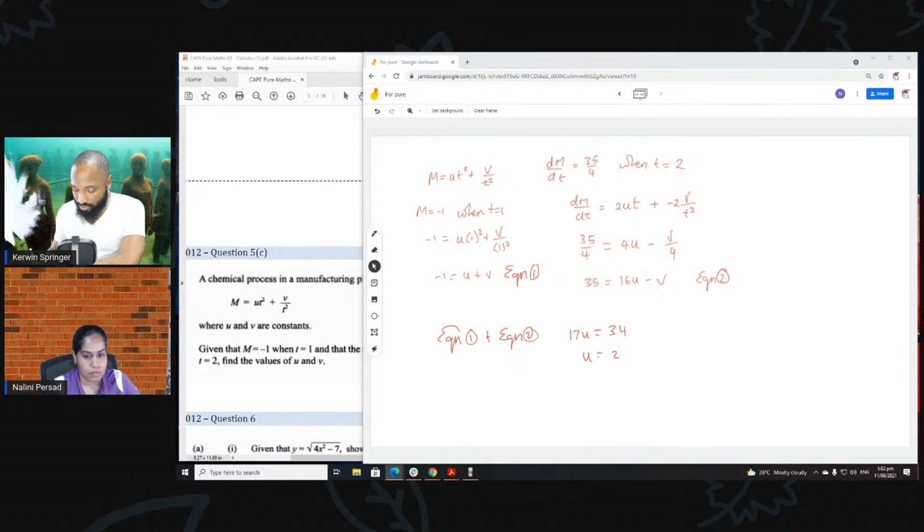And then substitute u equal to 2 in equation 1, and you'll get v is equal to -3. And that's what I wanted, the values of u and v. So that was it for this question. 8 marks. So let's pray that they give you something like this.